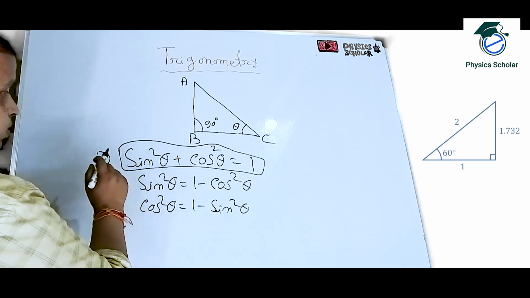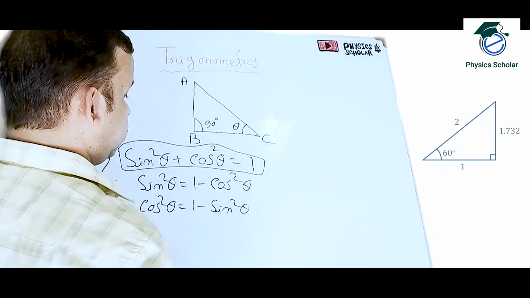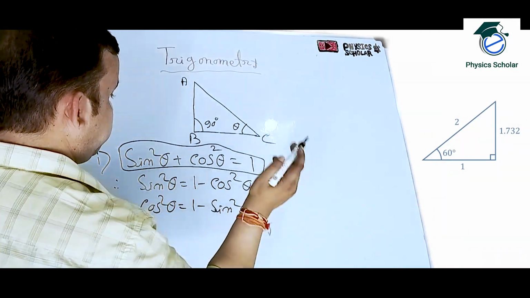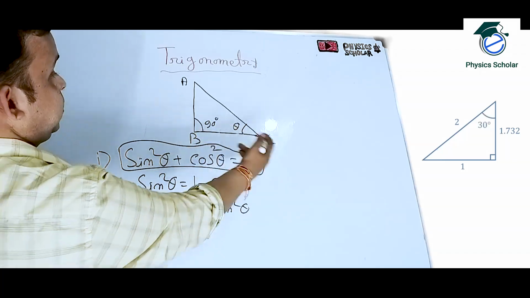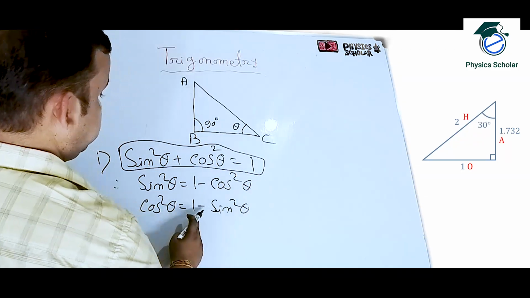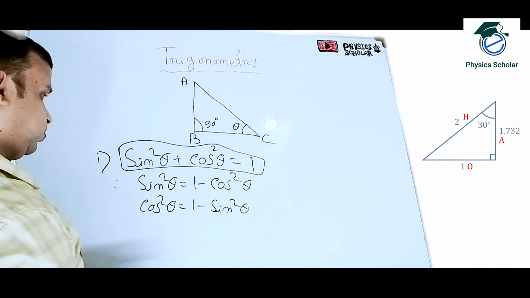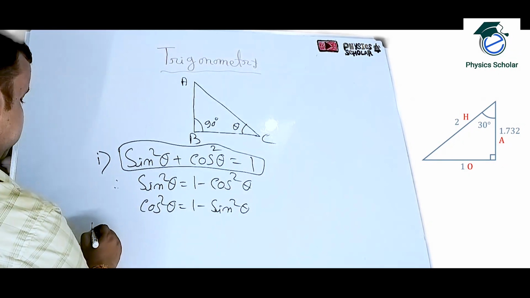From the original formula we can write sin square theta. If we shift cos square to the right hand side, it will be 1 minus cos square theta. And if we shift sin square theta to the right side, then cos square theta is equal to 1 minus sin square theta. So this is one formula.